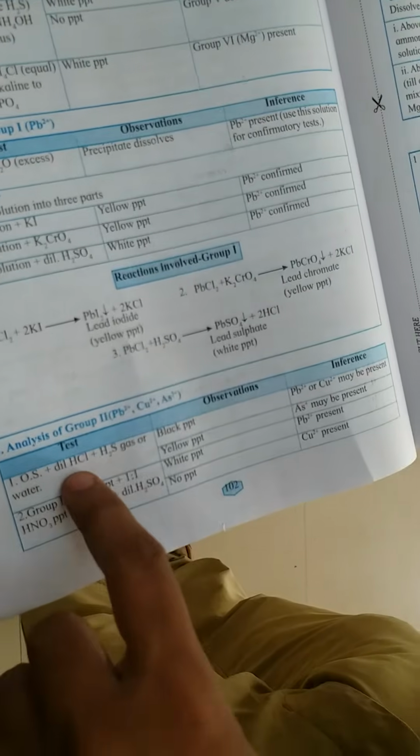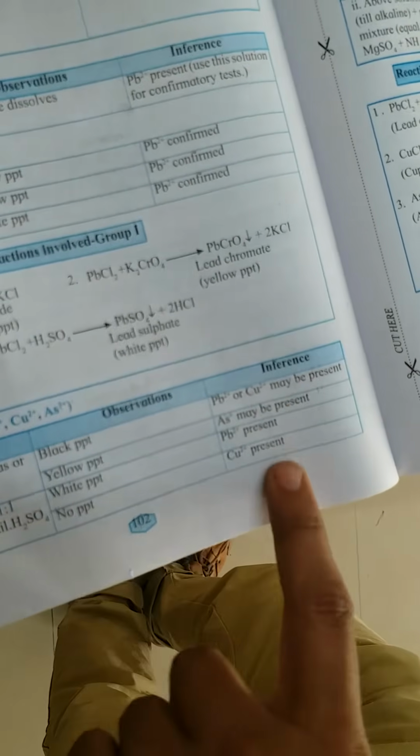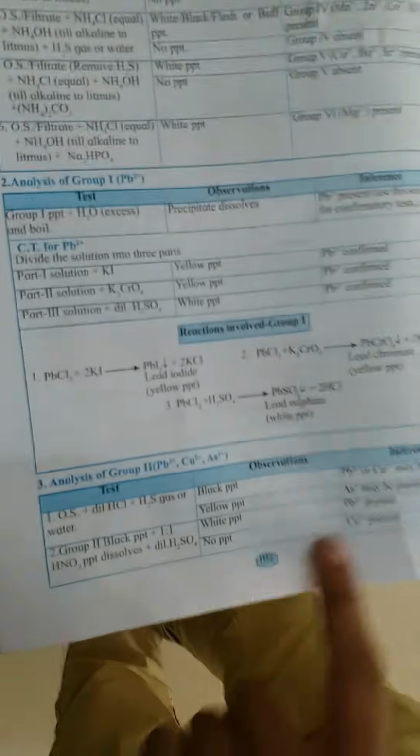Again we take OS plus HCl plus H2S gas, and you will get black PPT again, so no need to perform this again and again. That gives you Pb or Cu+2 may be present. So we'll go for the distinguishing test between Pb and Cu.